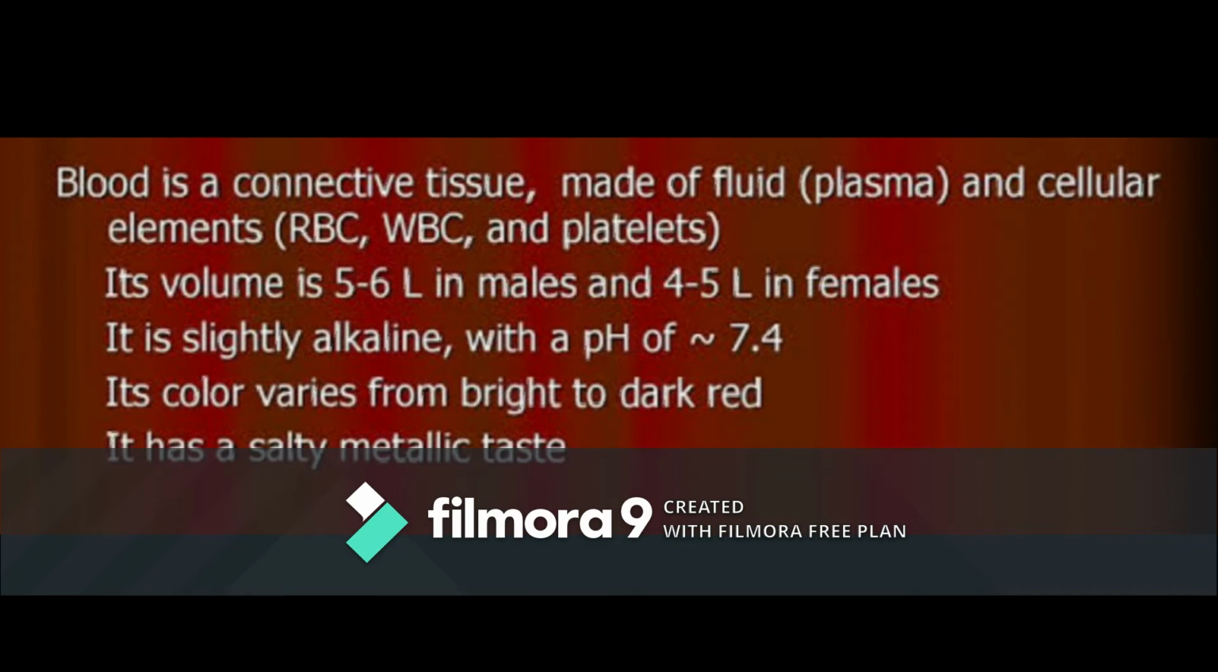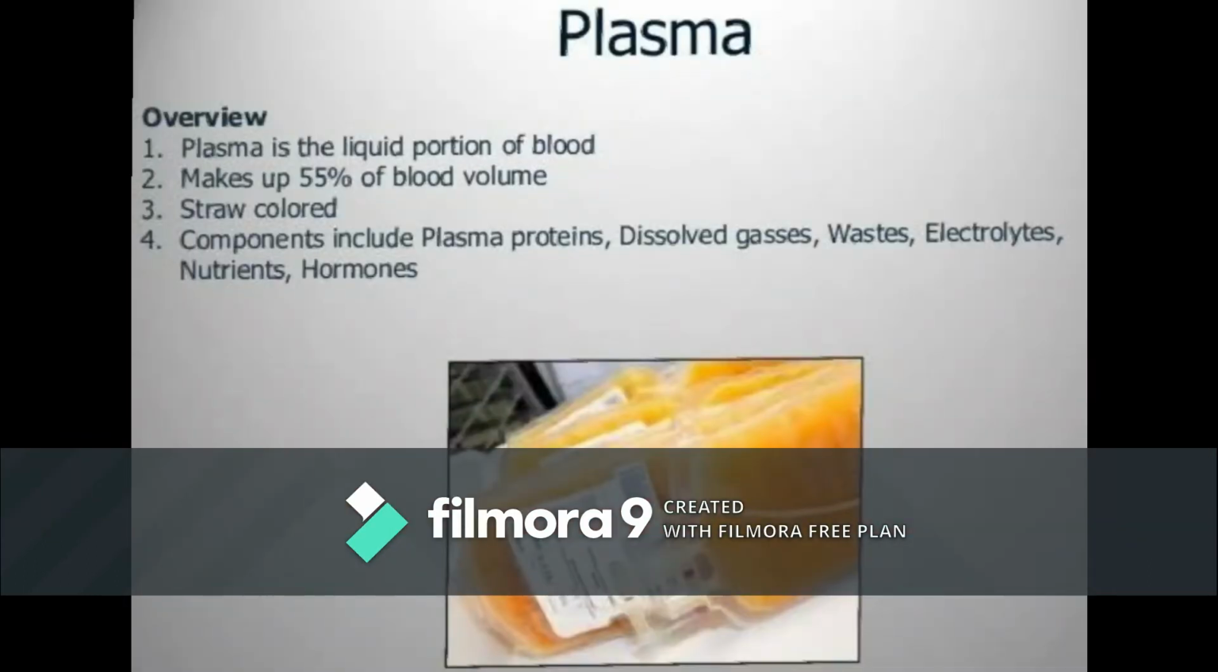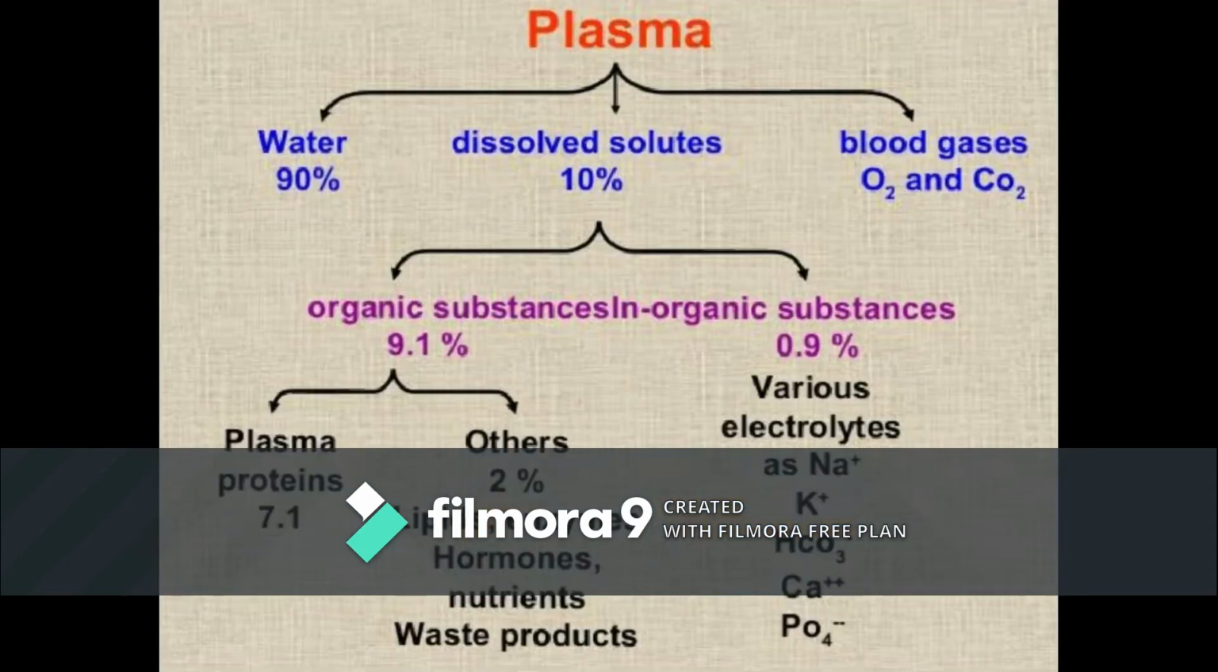What is plasma? Blood plasma is a slightly alkaline fluid. It is straw colored. The components of plasma are water, plasma proteins, ions, nutrients, waste products, gases, and regulating substances.